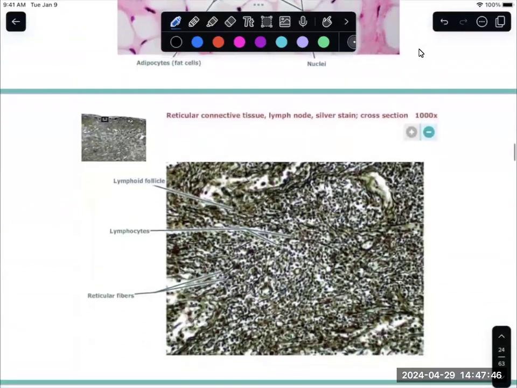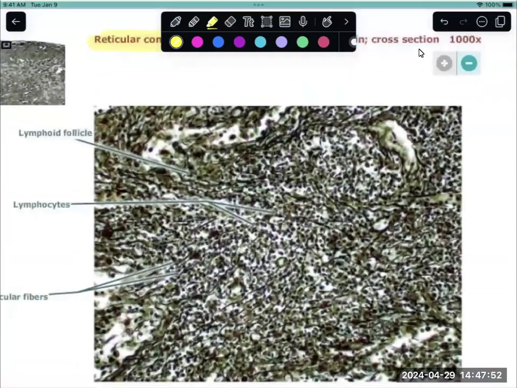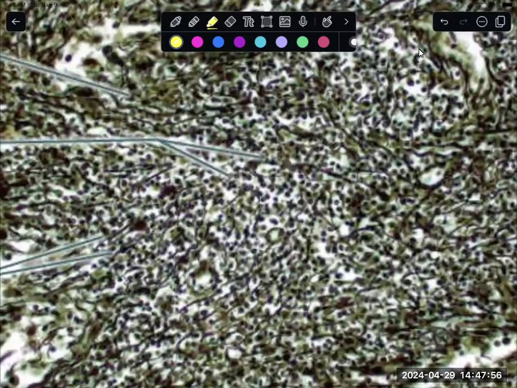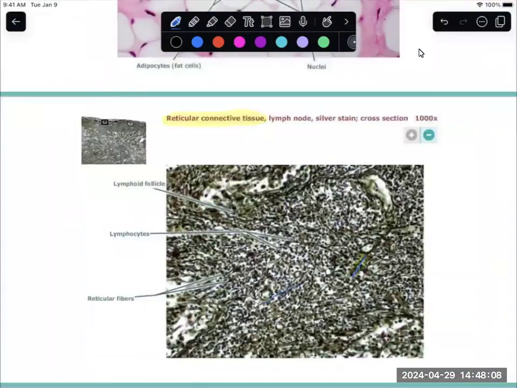Here is reticular, my other example of that reticular connective tissue. Again, you can kind of see branches of trees and then little black dots, because this is a different stain that was used, are all the different leaves that are found throughout.